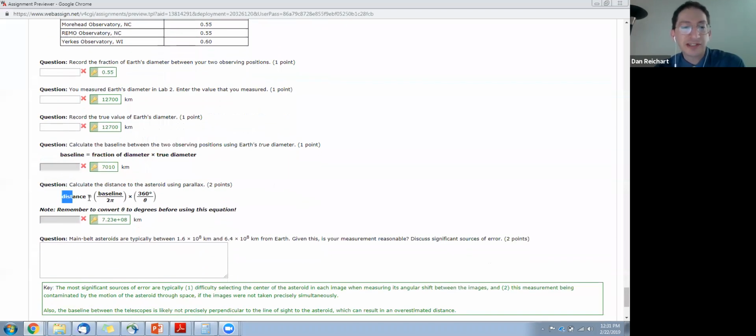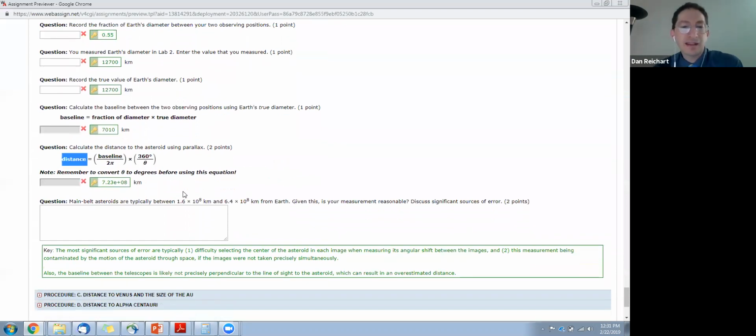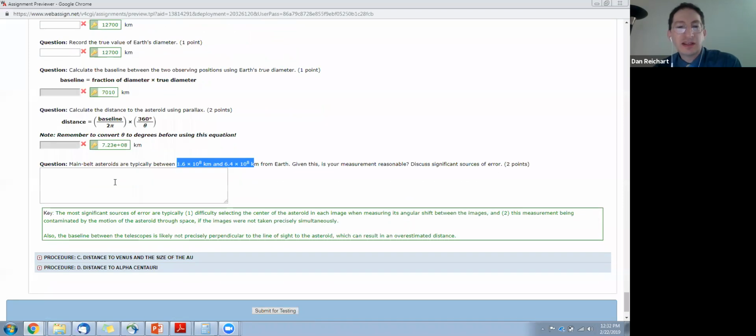Then they can calculate the distance to the asteroid: the baseline over 2 pi times 360 over the angular parallactic shift, which they have to remember to convert to degrees. And they get a distance. Most main belt asteroids are in the 10 to the 8 to 10 to the 9 kilometer range. So if they have anything around there, they're good, and they can discuss their sources of error: difficulty selecting the center of the asteroid in each of the images when measuring the angular shift, and their measurement being contaminated by the motion of the asteroid through space. The two images probably aren't perfectly simultaneous.